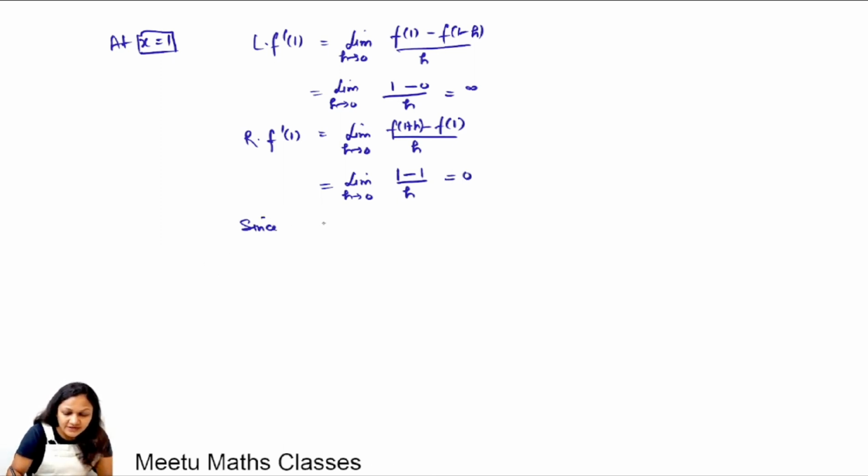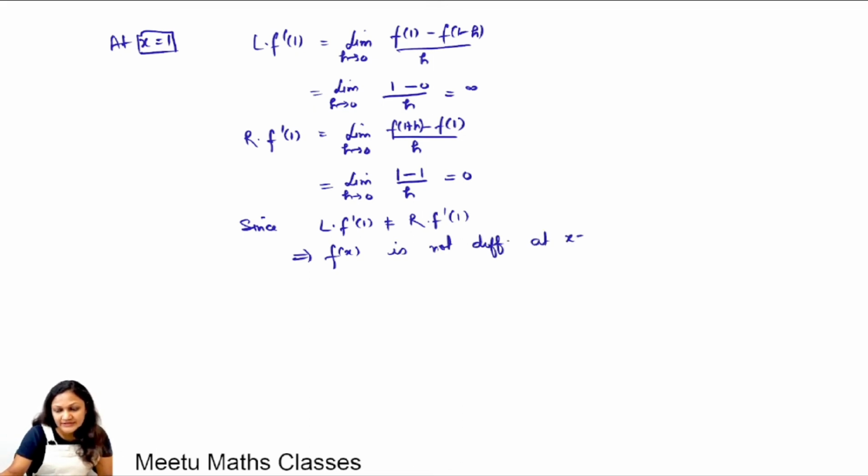Since the left hand derivative at 1 is not equal to the right hand derivative at 1, your function f(x) is not differentiable at x equals 1 also, and this is what we are supposed to prove.